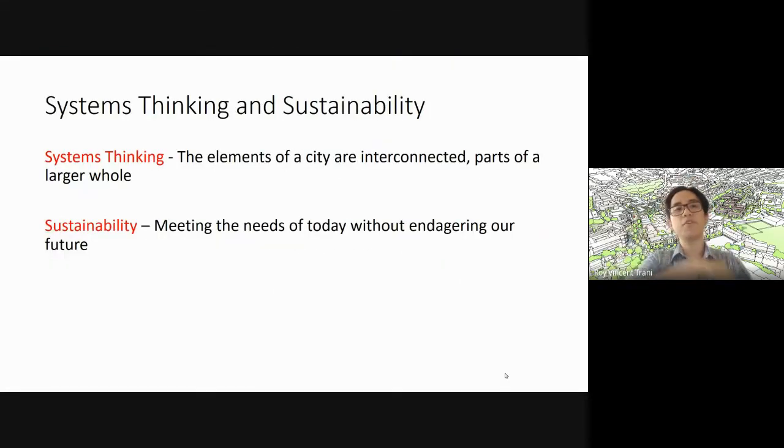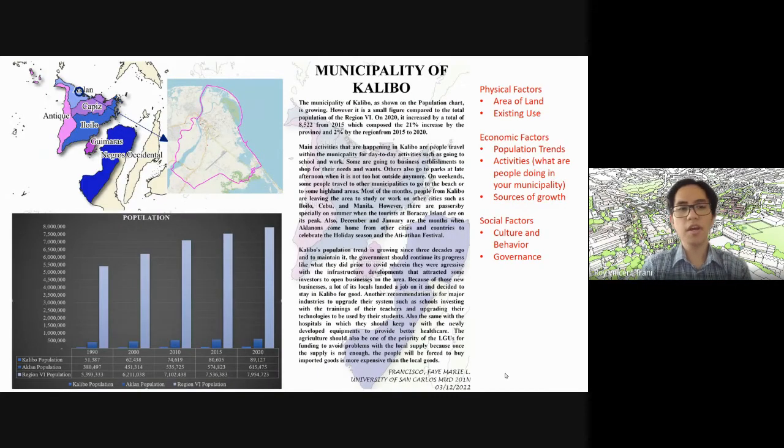Okay, so this is MUD meeting four, bringing together systems thinking and sustainability as a way to create a vision or direction for development in our local communities, both at the city level and the provincial level. So in our previous class, MUD 201N, I requested our students to create a map showing the situation of their local city or municipality.